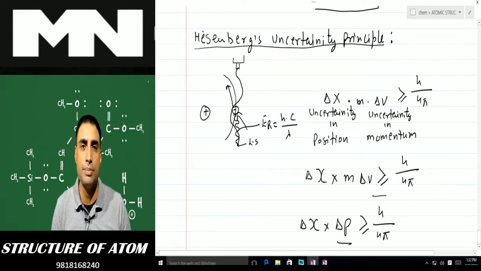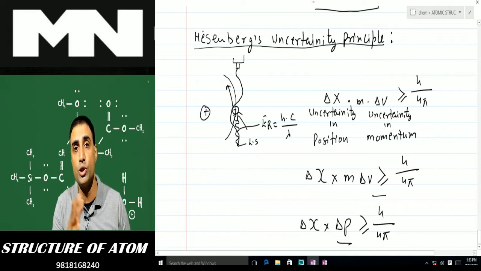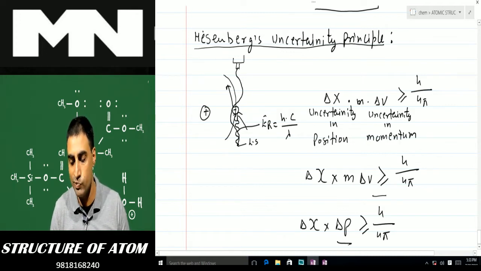According to this concept, you cannot predict these velocities, because what you are doing, you know the position of the electron in the first shell, second shell, and third shell, and you also know the velocity, which is not possible. You cannot measure both of them at the same time accurately. So this was the second drawback.